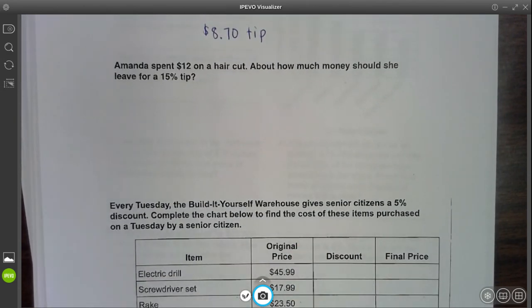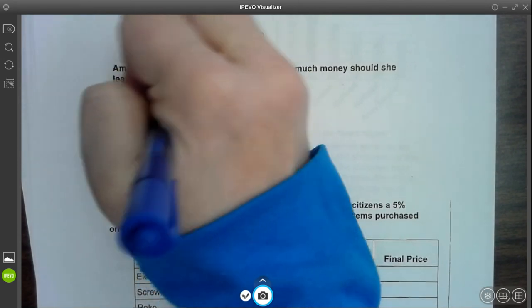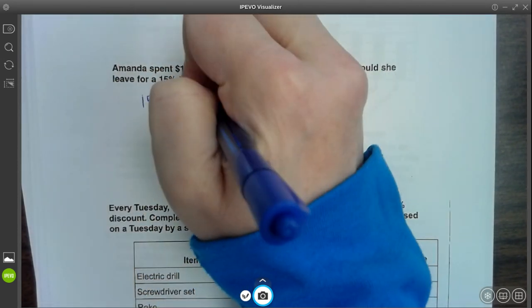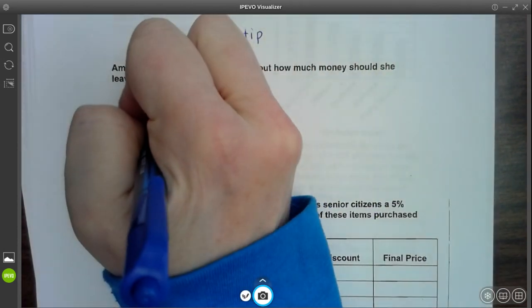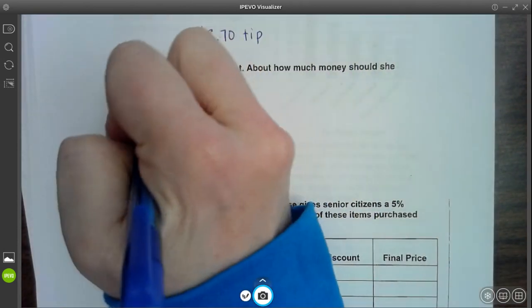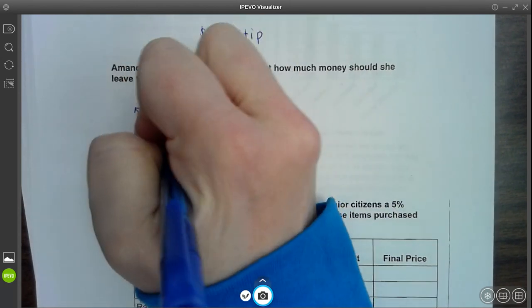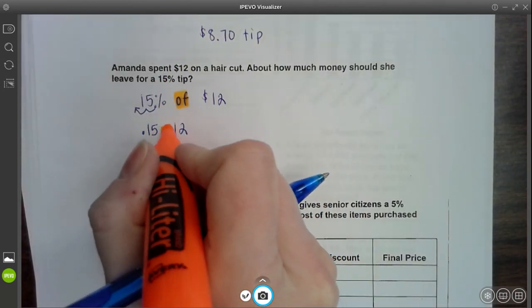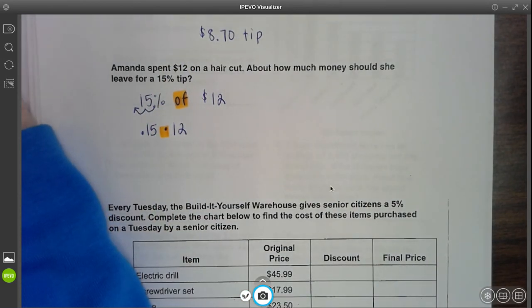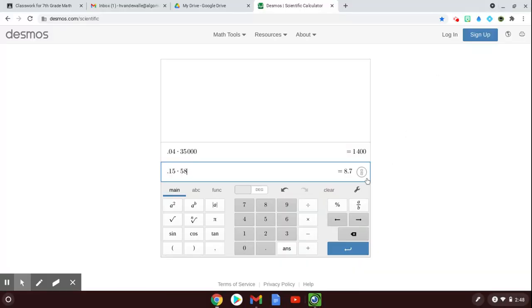Okay, Amanda spent $12 on a haircut. About how much money should she leave for a 15% tip? So again, we're trying to calculate 15% of $12. So we're going to be multiplying 15% times $12. Once again, we have to change 15% into a decimal, which is 0.15. And then we're going to be multiplying by 12. Of means times. So let's go to our calculator to figure this out.